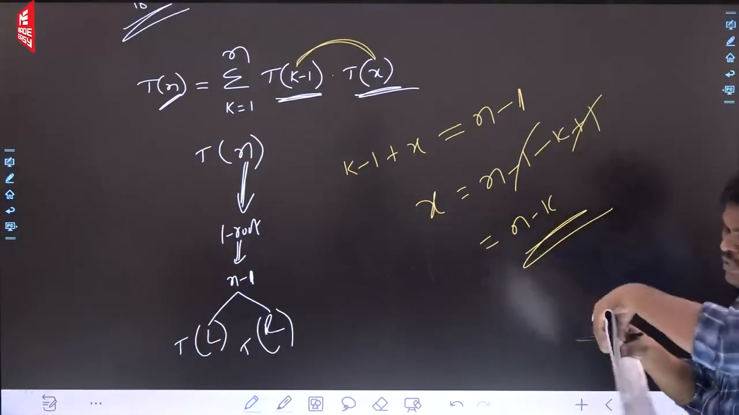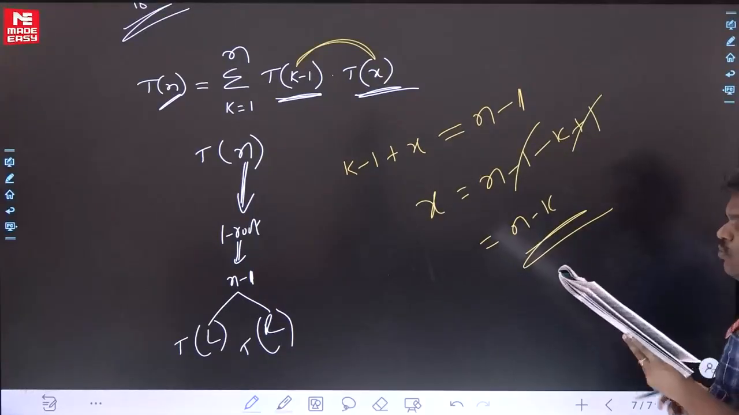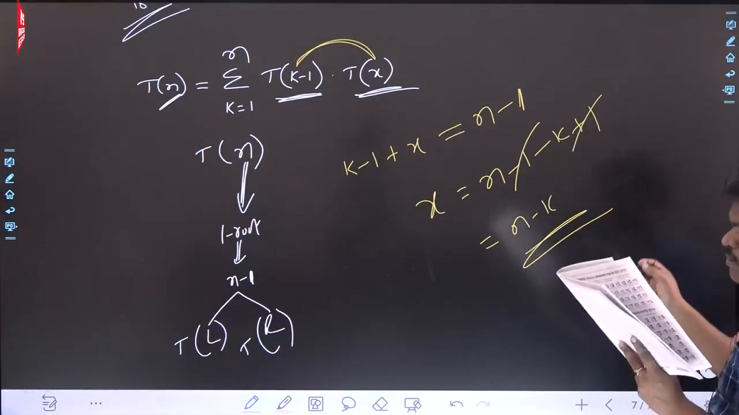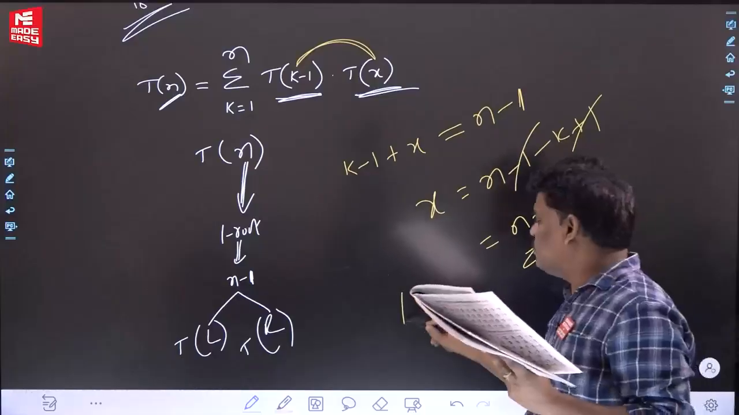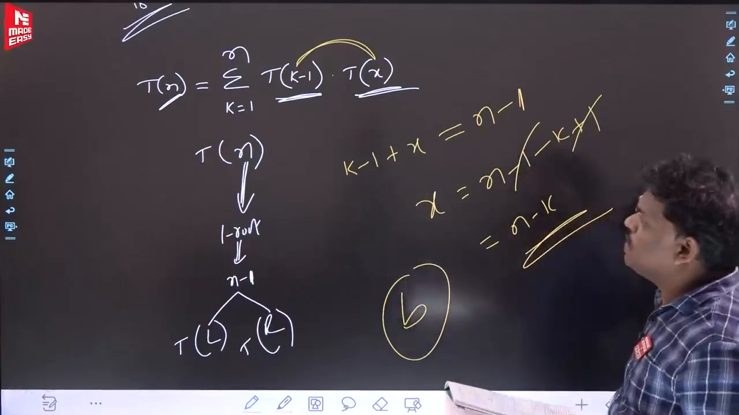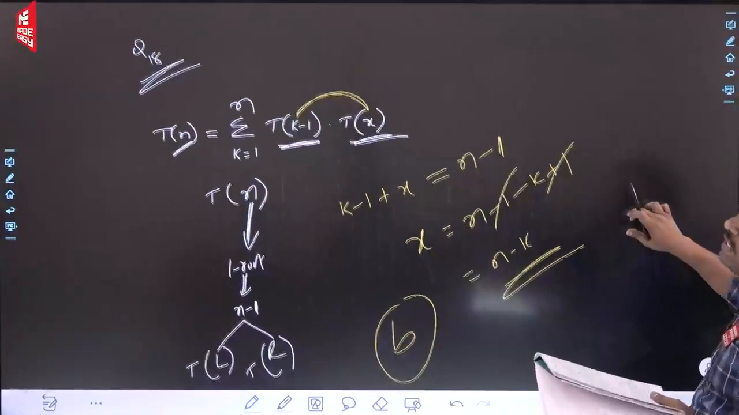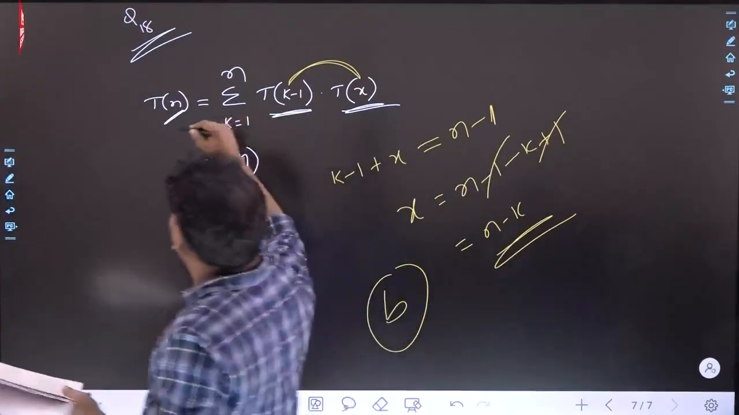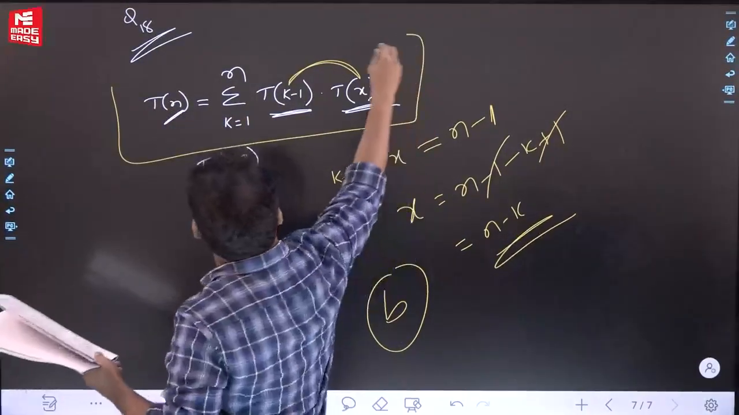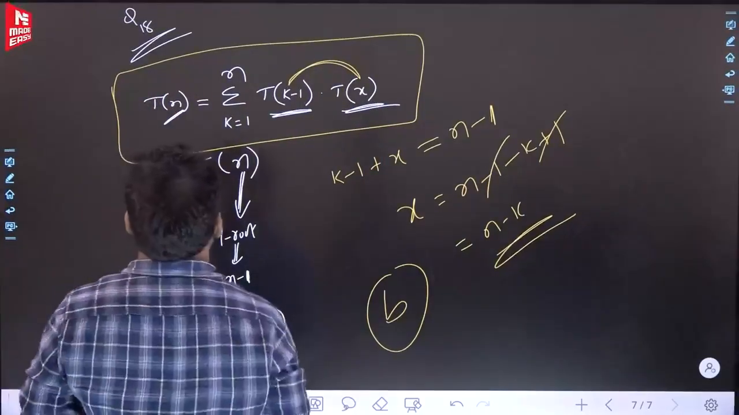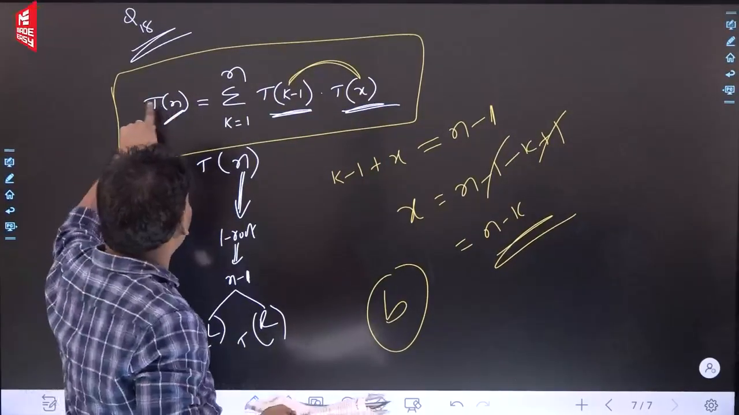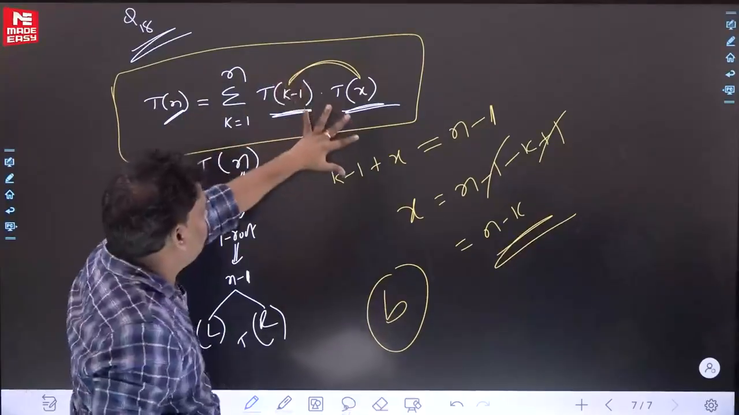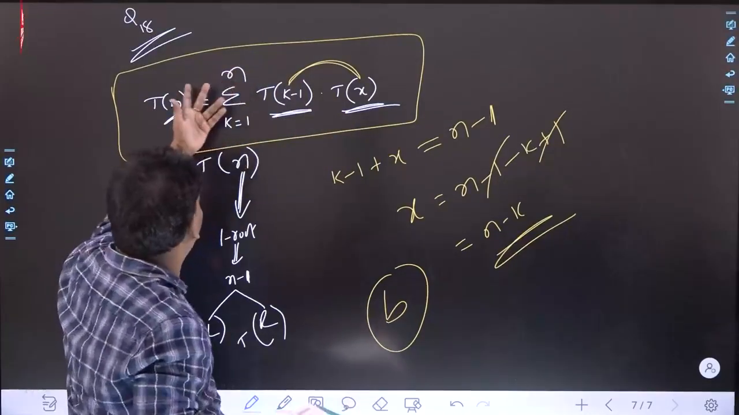Please be careful. So, question number 18. What is the x value? N minus k. Which option? Second option. It is there in your notes also. Question number 18 belongs to the formula to find out the number of BSTs for the given n nodes. How did this formula come? Nothing there.